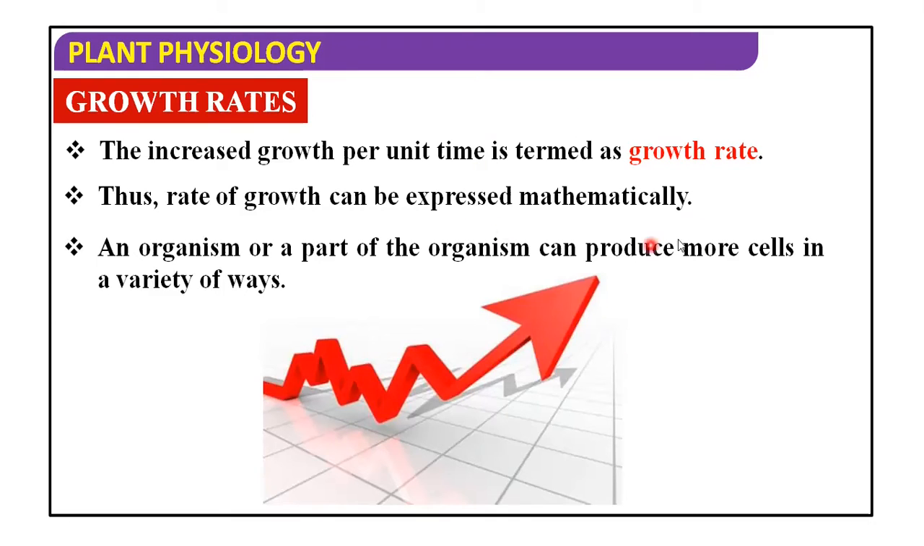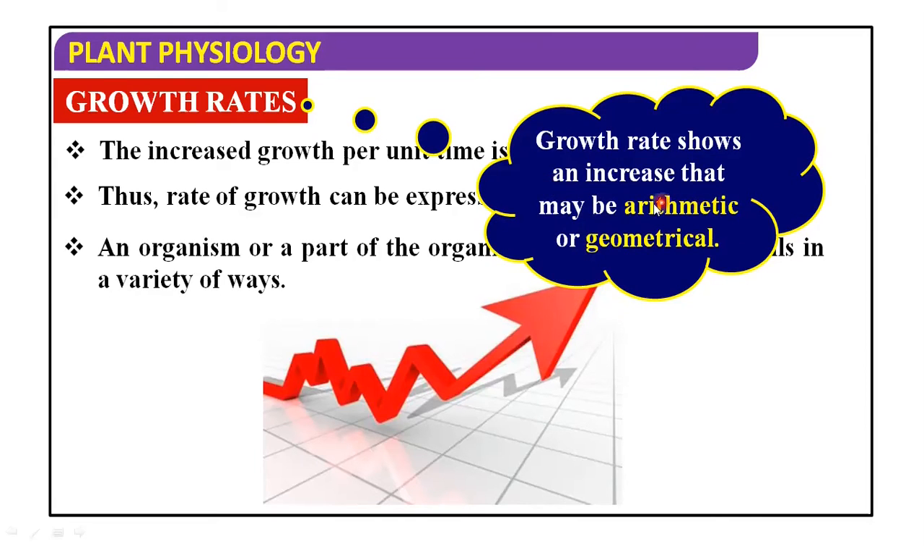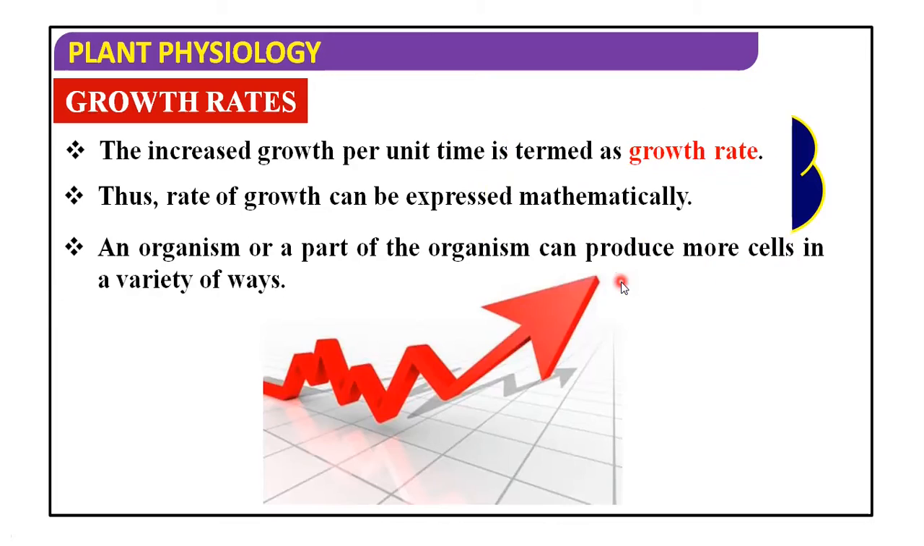It is expressed mathematically. Each organism can produce more cells in a variety of ways. There are two ways, mitotic cell division and meiotic cell division. See, growth rate increase. How is it measured? It is measured in two ways, arithmetic and geometrical ways.